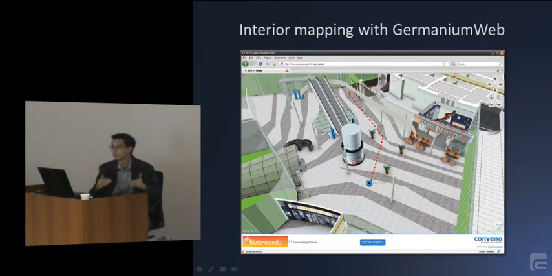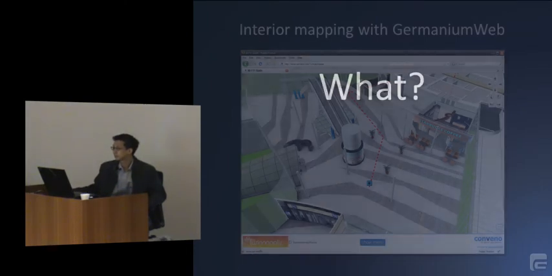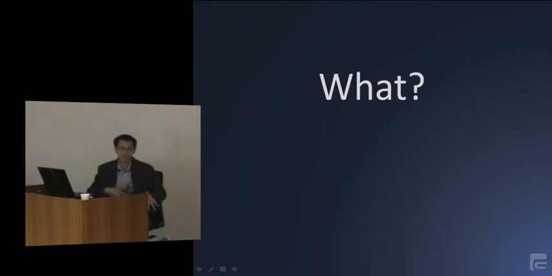So instead of working with things like triangles, textures, shaders, rendering algorithms and so on, you work with higher level objects like buildings, blocks, levels, and place marks. So you're dealing with high level objects, not low level triangles. That's why we have GermaniumWeb.